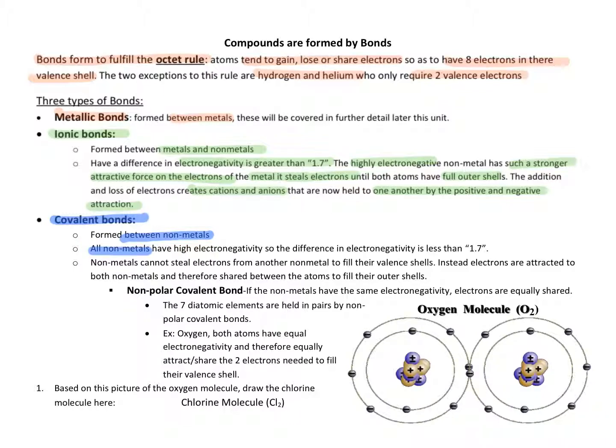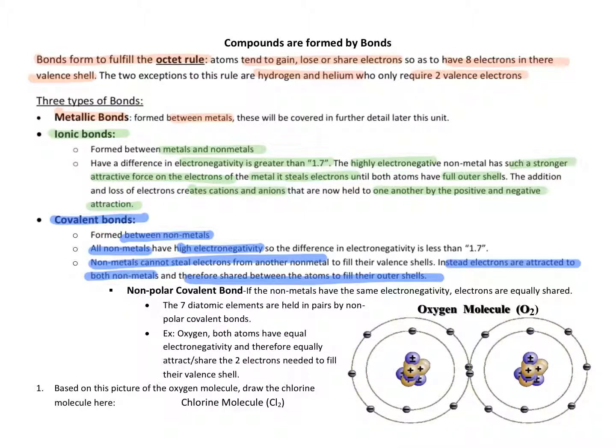So all nonmetals, all of those elements in the upper right-hand corner of the periodic table, have high electronegativity. Therefore, the difference is going to be less than 1.7 between them. Nonmetals cannot steal electrons from another nonmetal. None of them are strong enough to actually steal an electron. So instead, the electrons are attracted to both nonmetals, and therefore they're shared between the atoms. And that's what fills the outer octet. So instead of one element just taking it and putting it on its outer shell, now the 2 outer shells overlap. So that way they both share valence electrons.